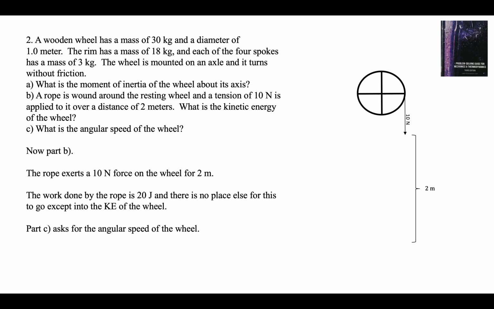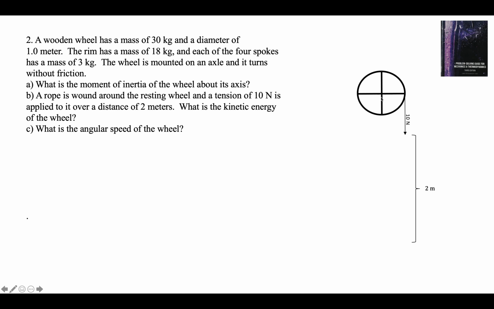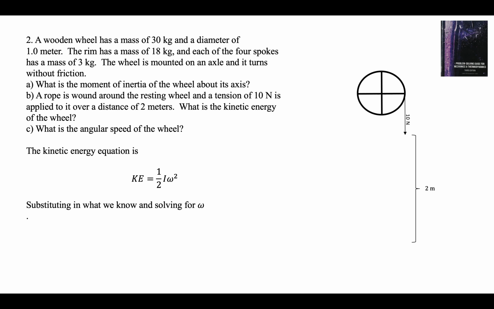Part C asks for the angular speed of the wheel. We know the kinetic energy is 20 joules. We know its moment of inertia. There's pure rotation. It's on an axle. It can't translate. So all of the 20 joules is in the rotational kinetic energy, and the kinetic energy is 1/2 I omega squared. The general formula for the kinetic energy of a rotating body is 1/2 I omega squared, and we calculated what I was, 5.5 kilogram meters squared, and we know the kinetic energy is 20 joules.